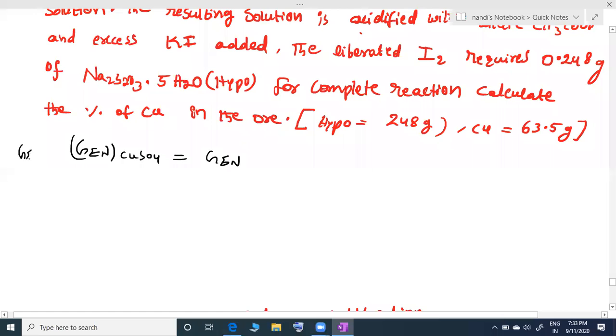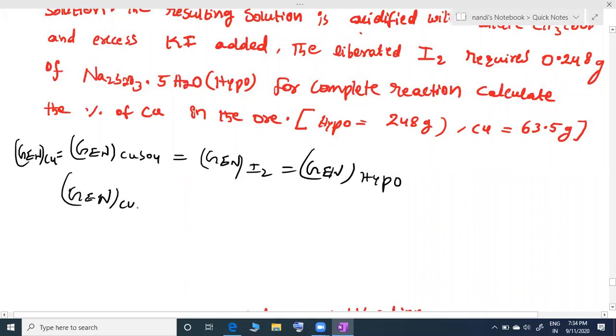So you can write here Gn of Cu first. That is only converted to copper sulfate. The Gn of I2, they liberated I2. They are reacting with hypo solution. Gn of hypo, which is the I2 released, that is again reacting with whom? 0.48 grams of hypo solution. This is the final one. Whatever all are equal, I can write here simply Gn of Cu equals, directly I can write, Gn of hypo solution.